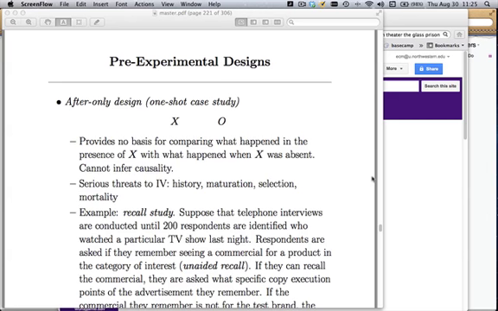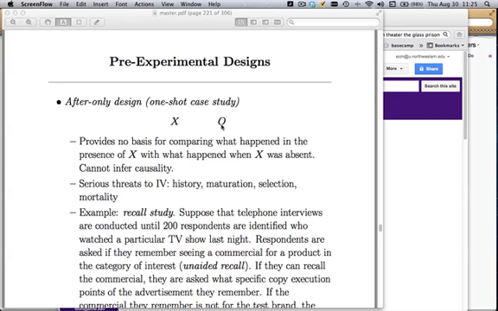Internal validity means that when you see some effect, you can unambiguously attribute that effect to the independent variable, the causal factor. And you can rule out other spurious causes. So let's start out with the simplest pre-experimental design, the after-only design, also called the one-shot case study. In this design, you do something and then you take a measurement.